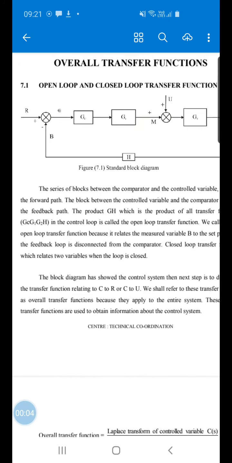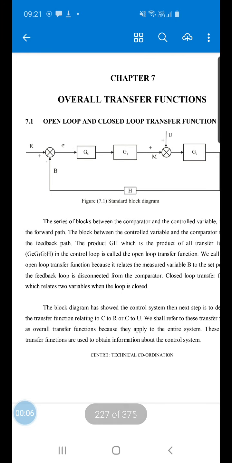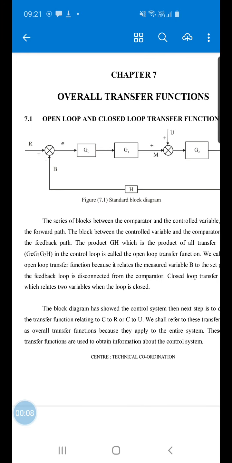Today we are going to discuss the overall transfer function, in which we will discuss open loop and closed loop transfer functions. As you are aware with this block diagram, we already discussed the various terms, symbols, and transfer functions used in the overall transfer function block diagram.